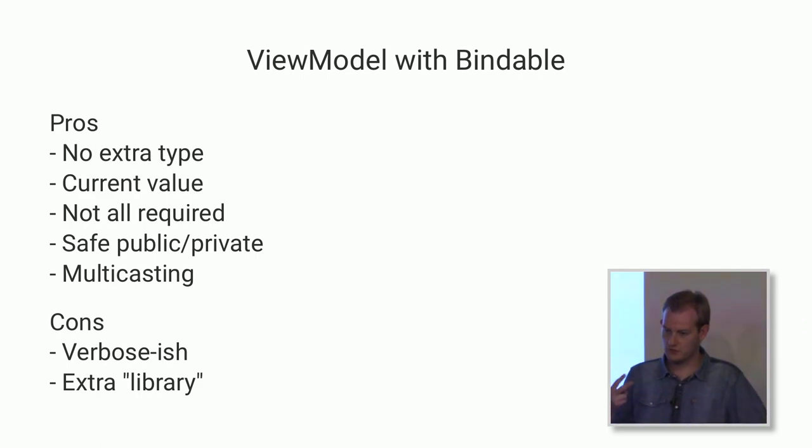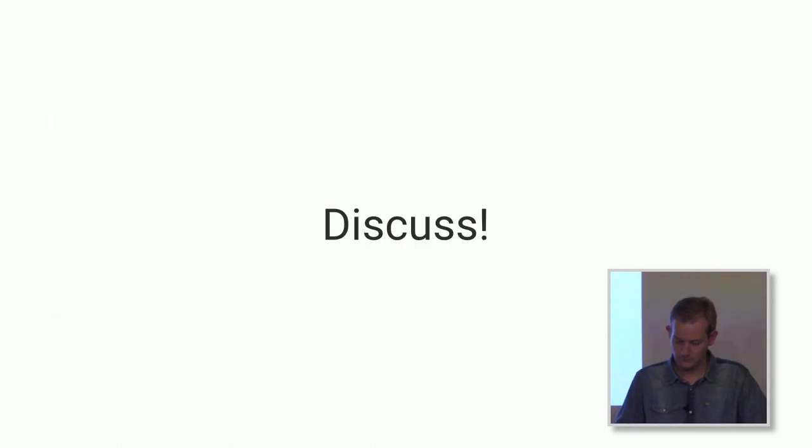The downsides: it's a bit verbose, especially with the public-private. You have to create two properties whenever you create a new variable, a private source and a public variable. And it's an extra library, not really finished yet. It's something extra you have to learn and include. If you're already using something like Rx, then maybe it's too much to have something specifically for UIs. Yeah, so that's it. Discuss.